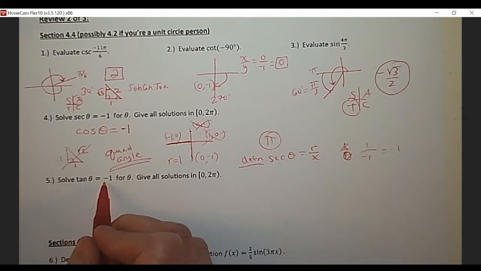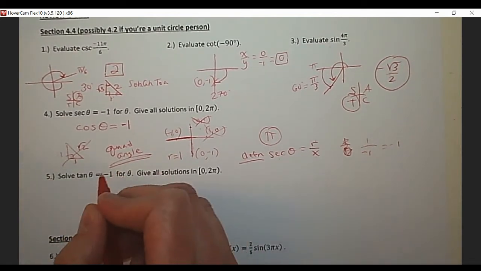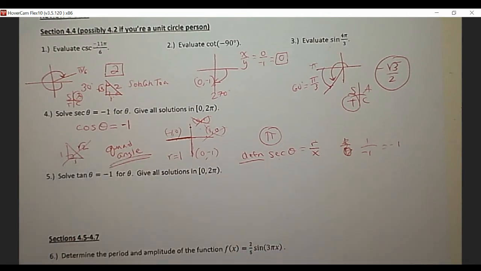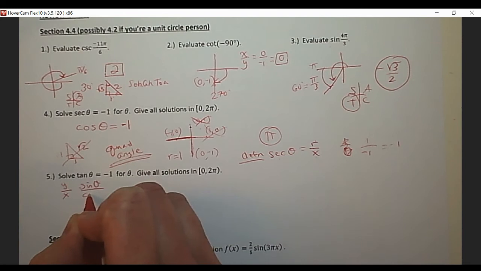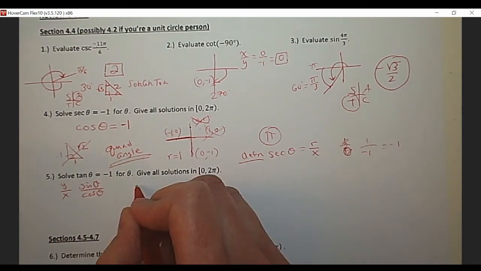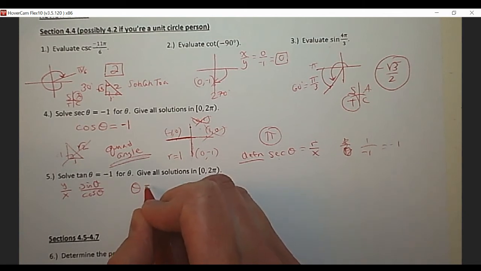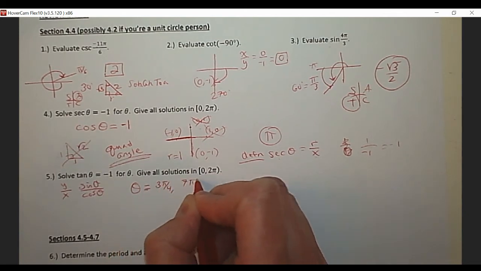Next one, solve for where tangent theta equals -1. If you're a unit circle person, you're going to go to the unit circle and look for where y over x, or sine over cosine, comes out to -1. You can test those out, and you're going to find that there are 2 locations for that. The 2 locations where that happens are 3 pi over 4 and 7 pi over 4.